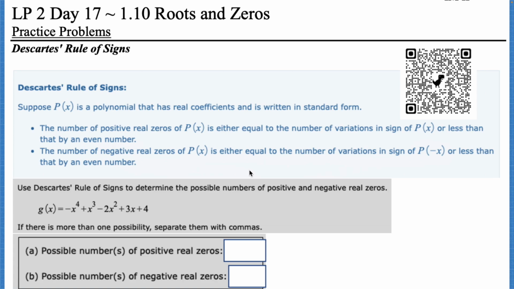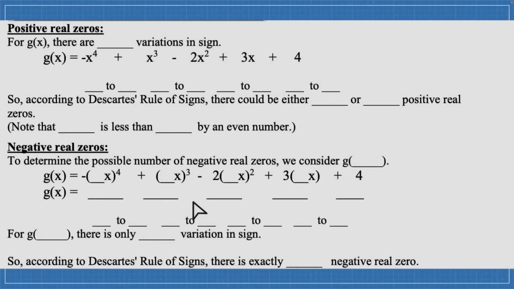So we're going to take this function, and this should be on your notes page, so you can see this. We're going to look at positive real zeros first. So for g of x, there are so many variations in sign. What we're literally going to do is go from piece to piece and say, does it go from negative to positive, positive to negative, or does it stay the same sign that it already was? In this case, I'm going from negative to positive.